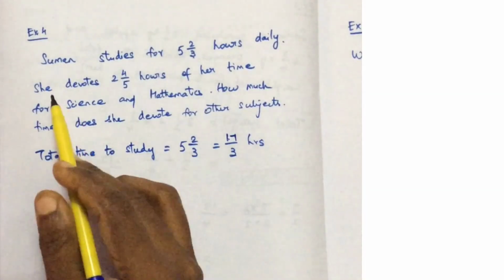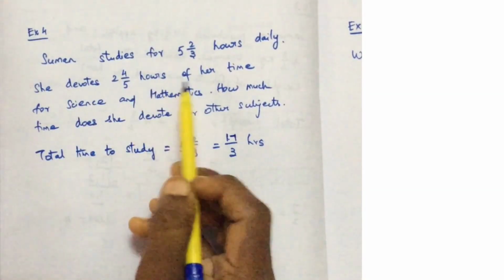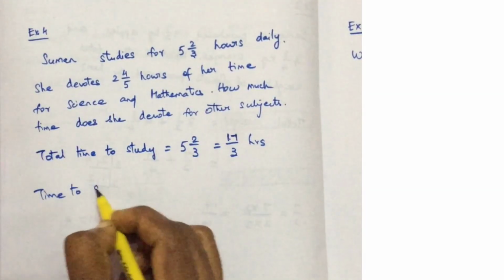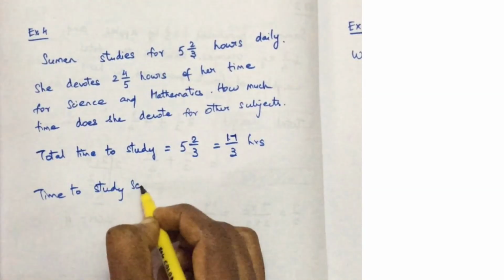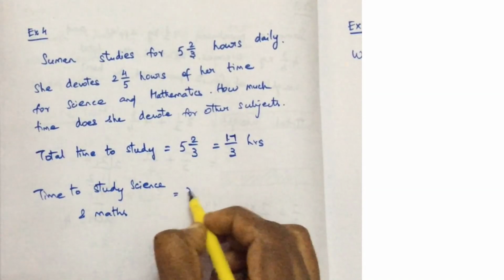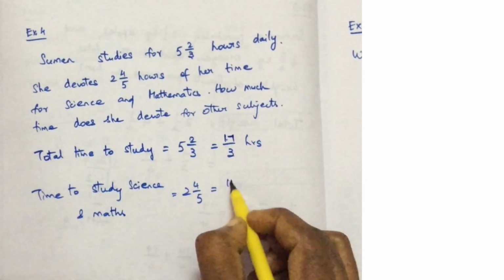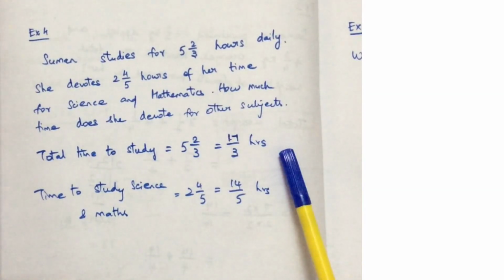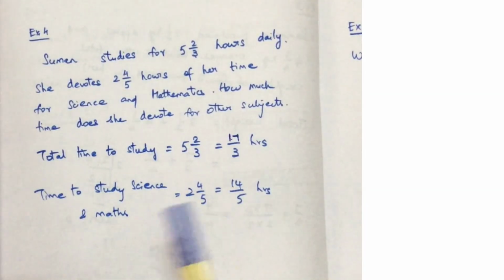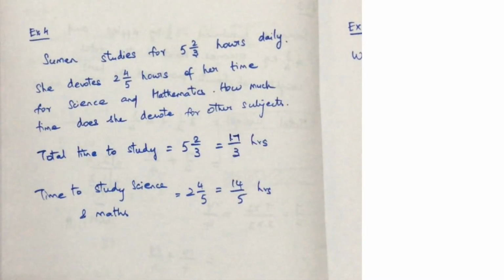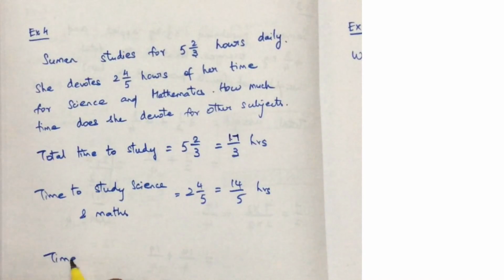Out of that, she devotes 2 4/5 hours of her time to study science and maths. So, time to study science and maths is 2 4/5, that is 14/5 hours. Okay, this is the total time she studies daily. Out of that, she is spending 14/5 hours on science and maths. In the remaining time, she is studying the other subjects. So, time to study other subjects.